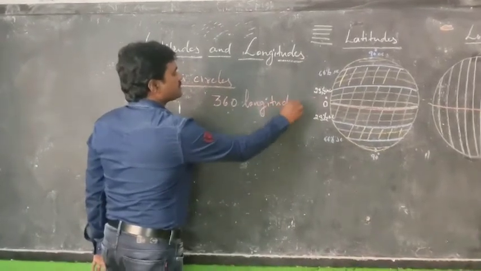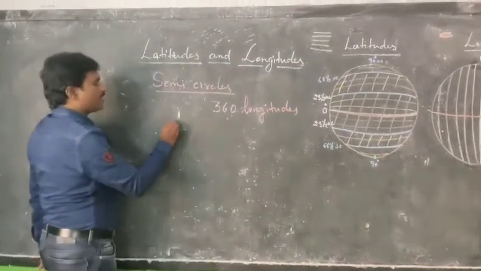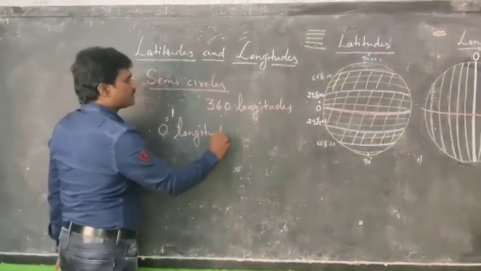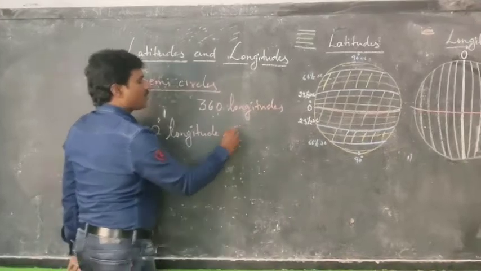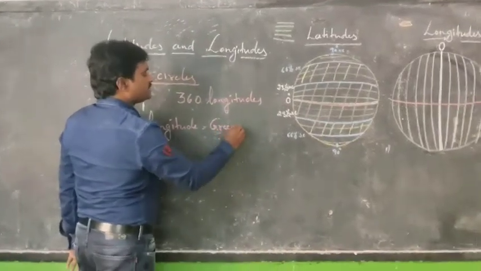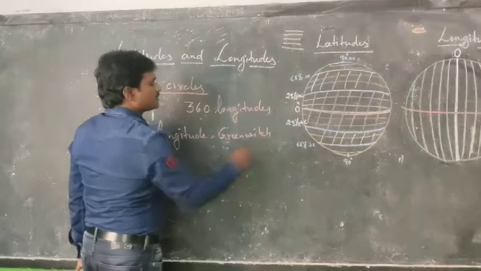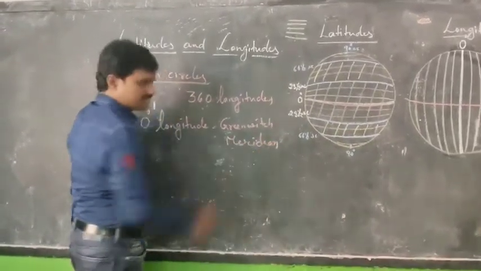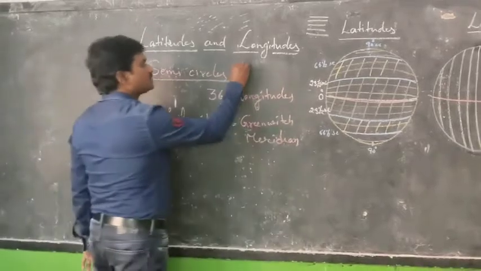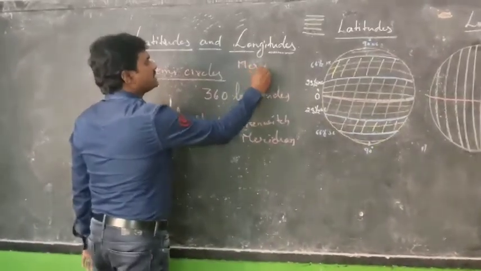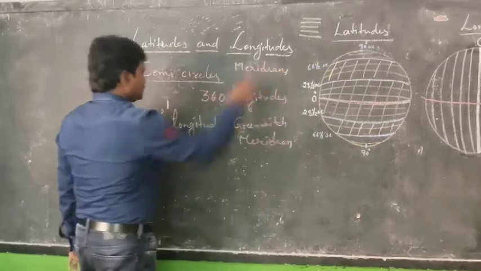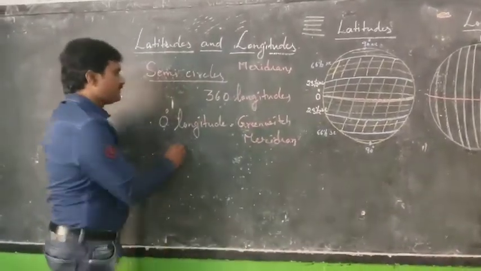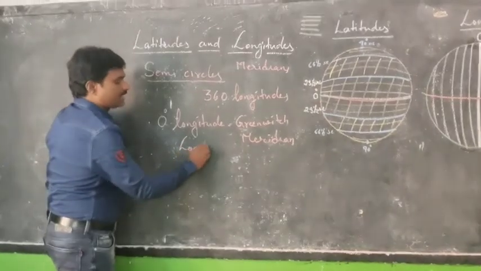0 degree longitude is very important. It is also called the Greenwich meridian. These longitudes are also called meridians, and the 0 degree longitude is called the Greenwich longitude, which passes through London.